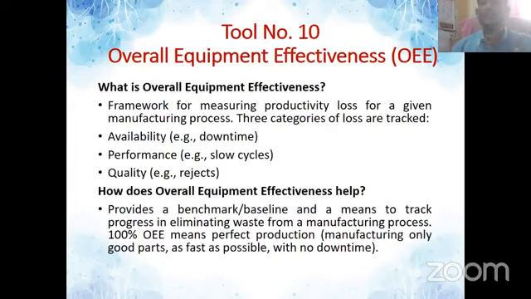Okay. So what is OEE? It is a framework for measuring productivity loss for a given manufacturing process. There are three categories of loss. Okay. First one is availability, which is called downtime. Performance, examples being slow cycles, and quality. So availability, quality, and performance constitute the overall equipment effectiveness. This provides a benchmark or baseline to track progress in eliminating waste from a manufacturing process. So 100% OEE means perfect production. There is no waste generation. Okay. If there is waste generation, it means the machine or equipment is not running 100% efficiently.